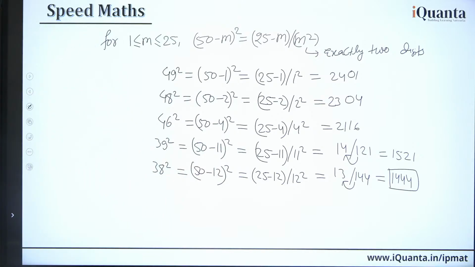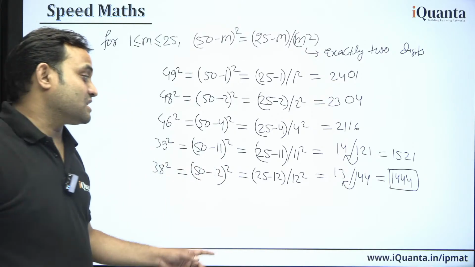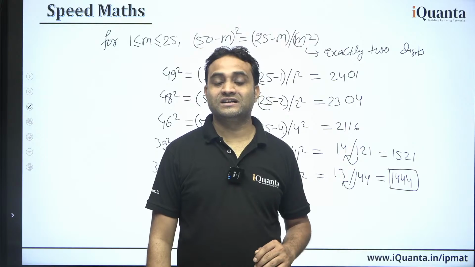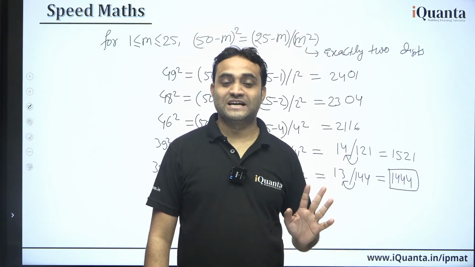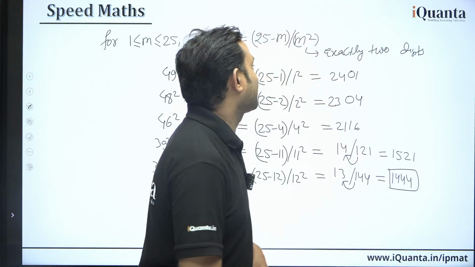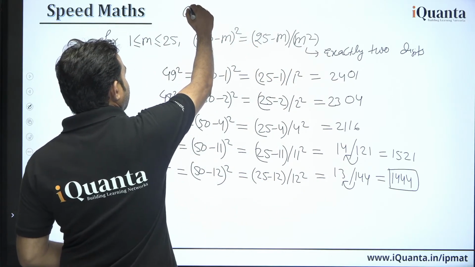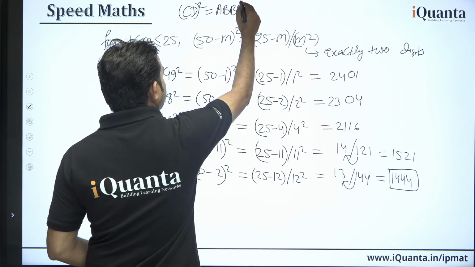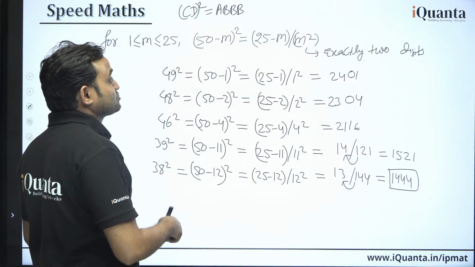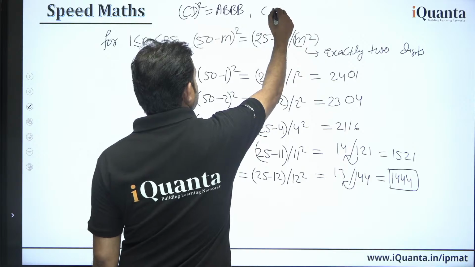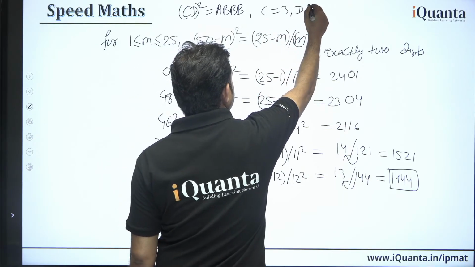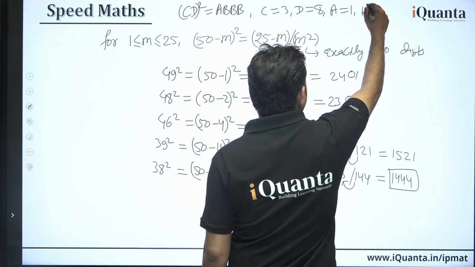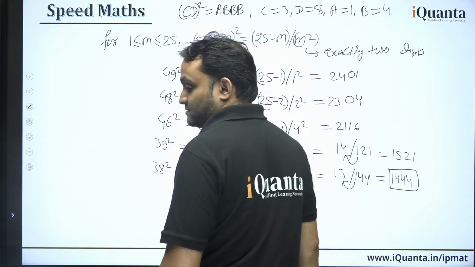1444. Till 100 square, this is the only square whose last 3 digits are the same, non-zero: 1 and a triple 4. So if you ever see a number written like this, that CD square is equal to ABBB, then you will know without solving the equation that C is equal to 3, D is equal to 8, A is equal to 1 and B is equal to 4, right?